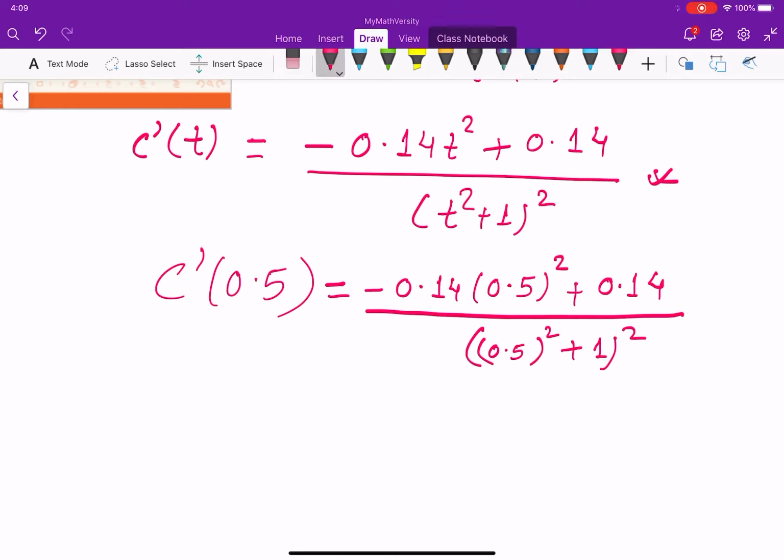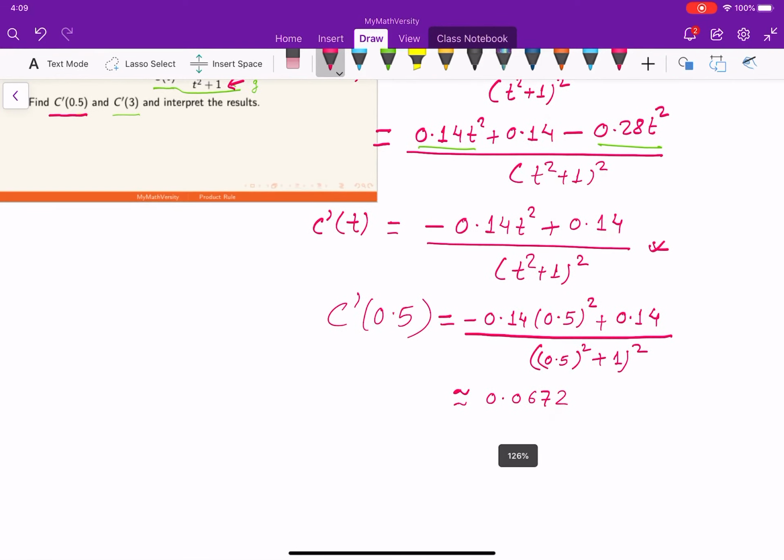All right, and then you can use your calculator to see how much that is. And here I have one answer. This is approximately equal to 0.0672. That's what my C prime of 0.5 is. And what does that result mean? Can you interpret this? What is C of t? That is the concentration function, right? And what does C prime mean? It's something like a rate of change of the concentration.